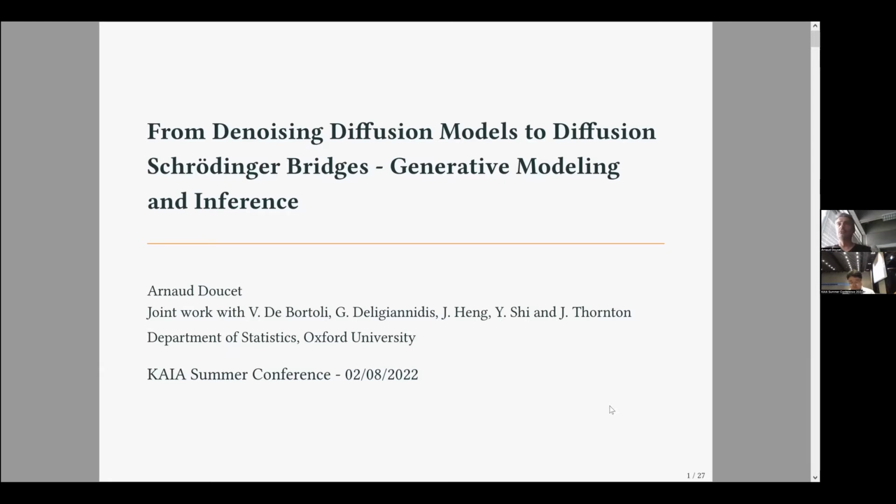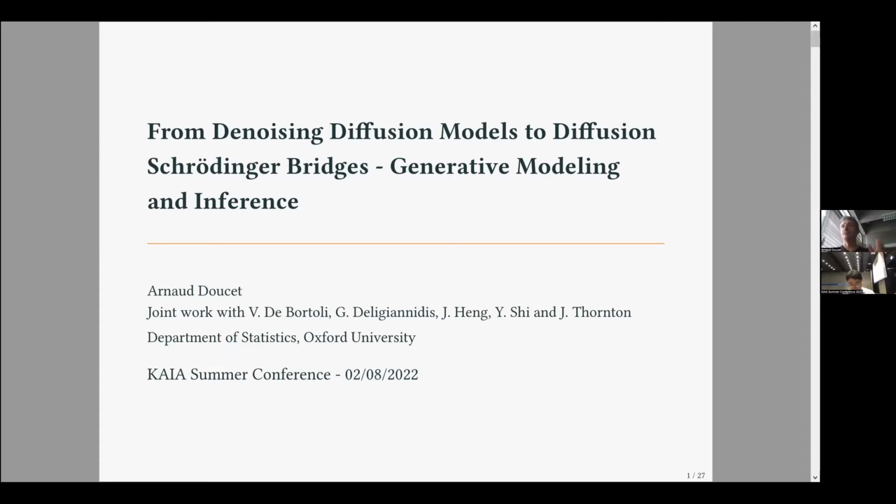So this is joint work with a variety of colleagues, mostly from Oxford, and also some PhD students whose names can be found below. Okay, so I will first start by introducing the class of denoising diffusion models, the rationale behind this class of techniques, and present a few theoretical results we've obtained.